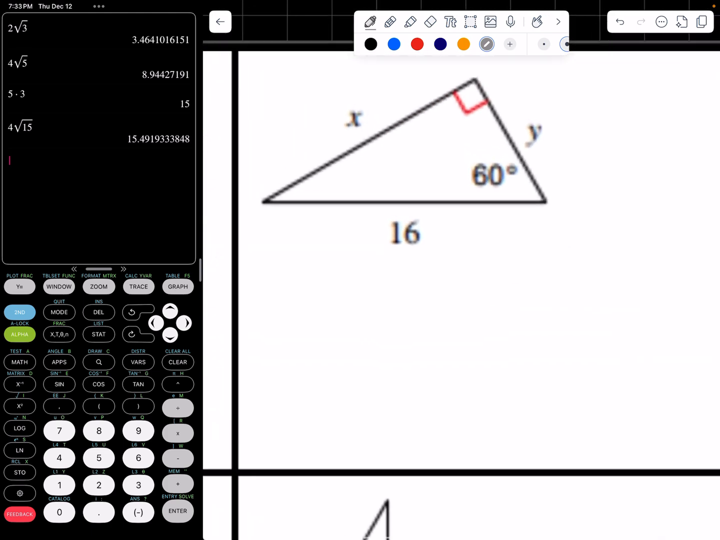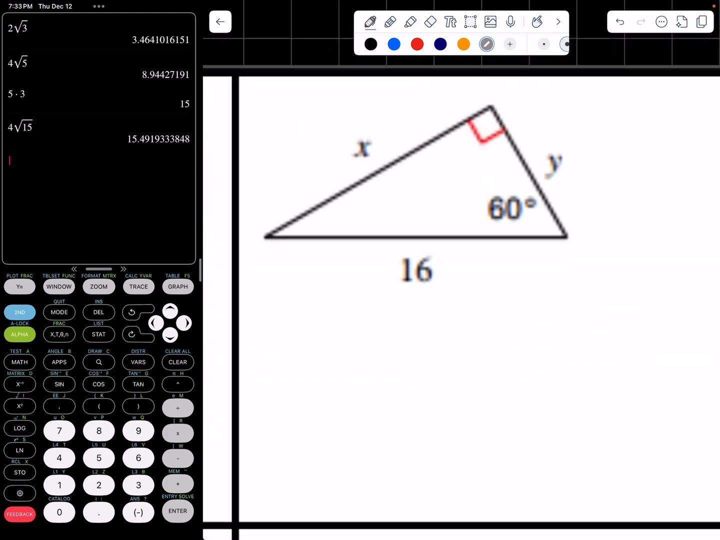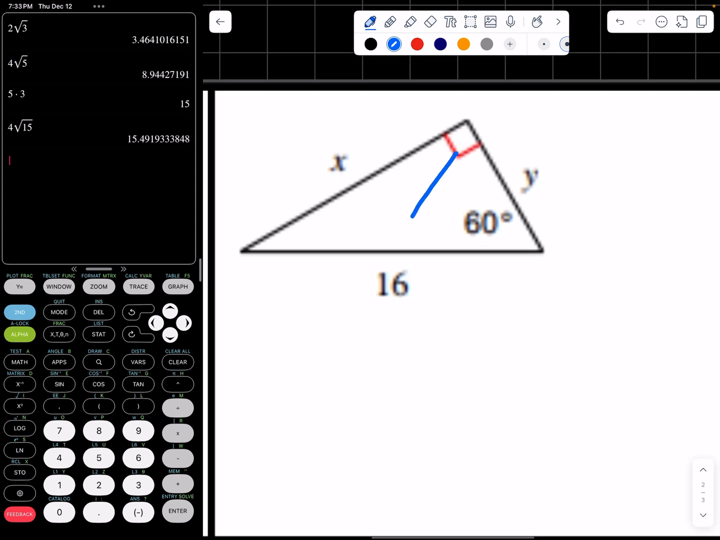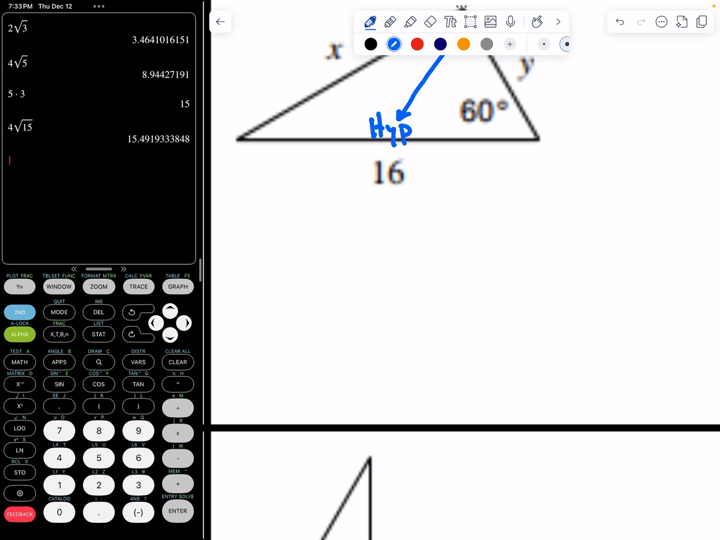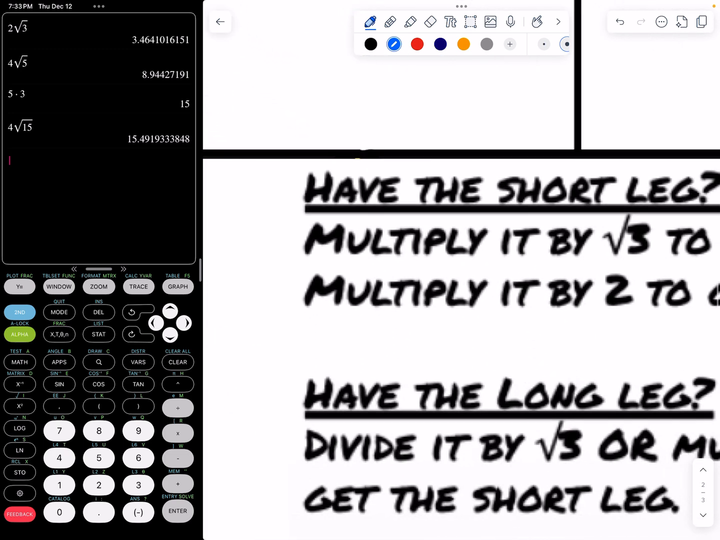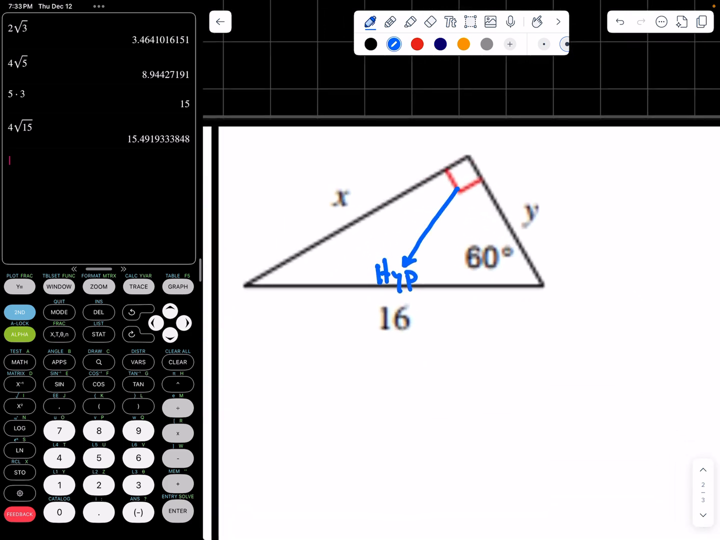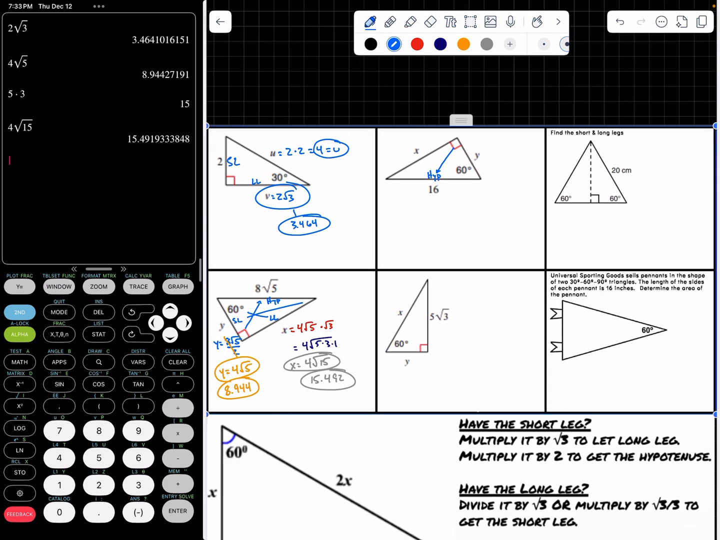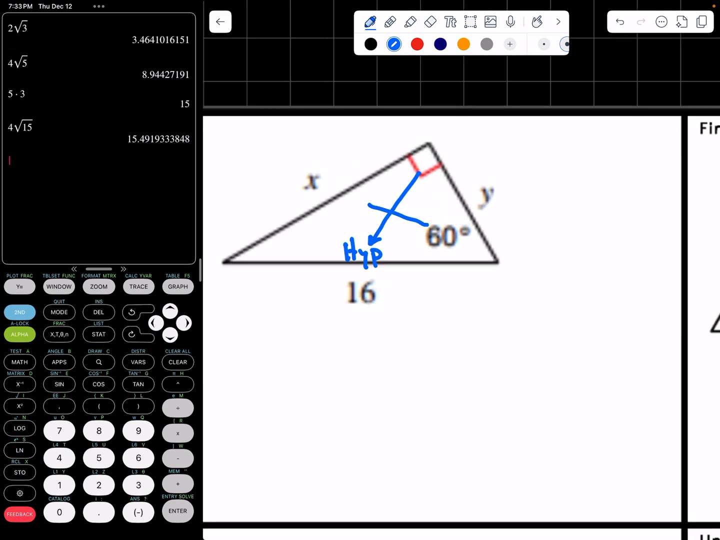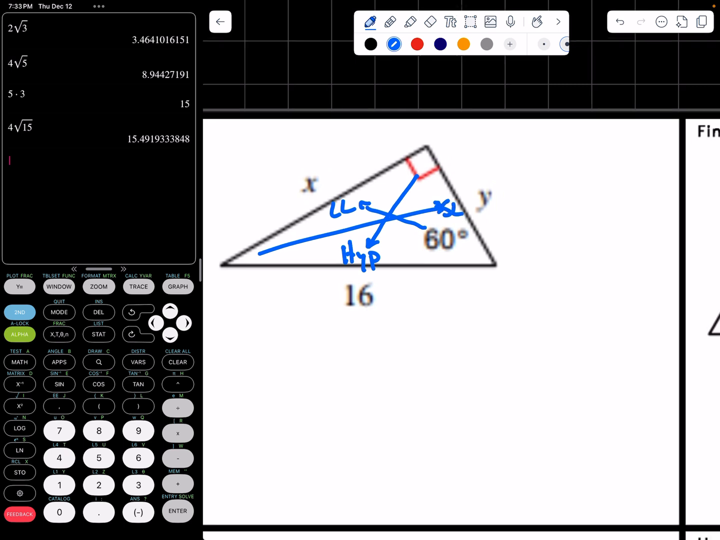Looking at this top one, this one's a little bit nicer to play with. 16 is across from my 90-degree angle, which makes this my hypotenuse, which means I need to divide it by 2 to get my short leg. So I'm going to identify where my short leg and long leg is. Across from 60 is always going to be my long leg, which makes across from 30 my short leg. So to get y, I'm simply going to take 16 and divide it by 2, which equals 8.